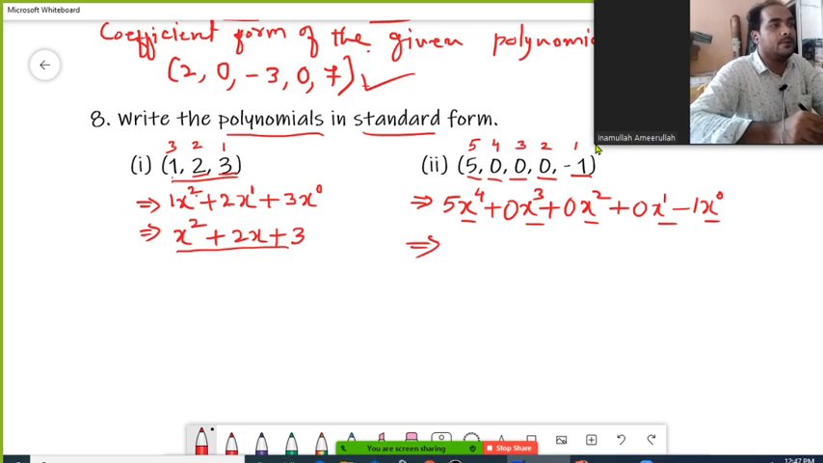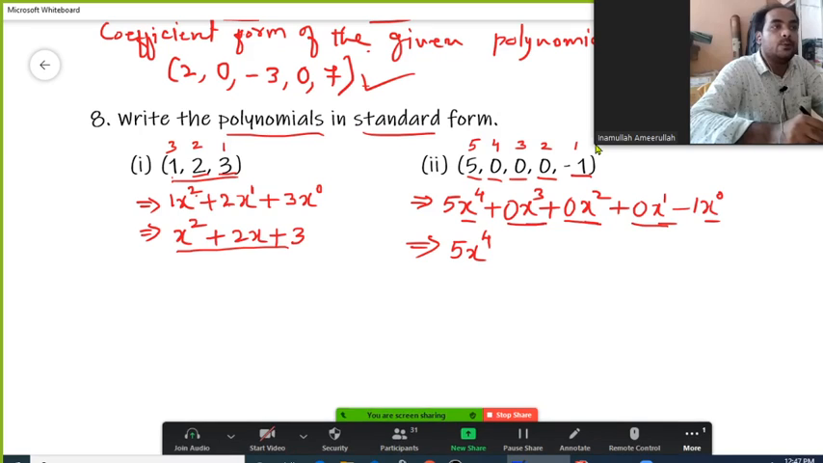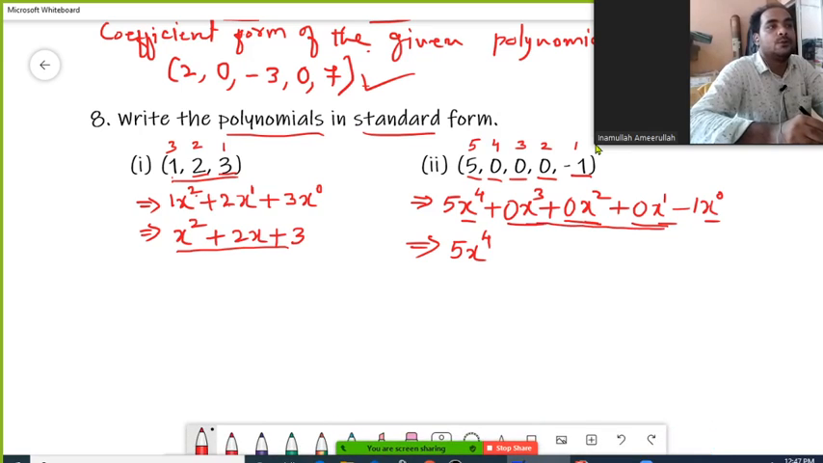So this can be written as 5x raised to 4. 0 into x cube will become 0. So there is no need to write this term. Same way, 0 into x square will become 0, 0 into x raised to 1 will become 0. So you don't need to write all these terms. So next term is minus 1 into x raised to 0. So here I can take 1 because this part will become minus 1 only. It is minus 1 into x raised to 0. So this x raised to 0 is 1. So minus 1 into 1 is 1. So here you will take minus 1.